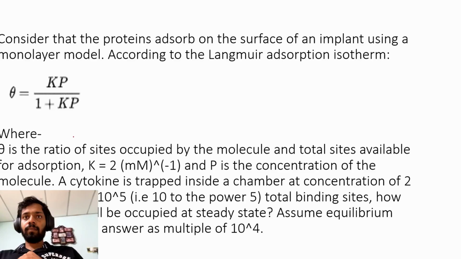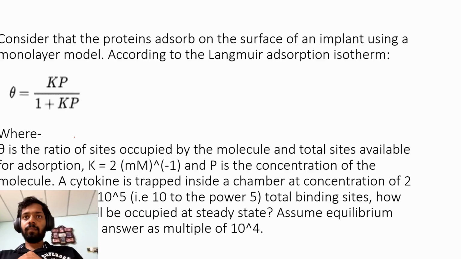Sorry, K is 2 per millimolar, and P is the concentration of the molecule, which they have given as 2 millimolar. They are saying if there are a total of 10 to the power 5 binding sites, how many of them will be occupied at steady state? Assume equilibrium conditions and write the answer as a multiple of 10 power 4. I'll read this once again.